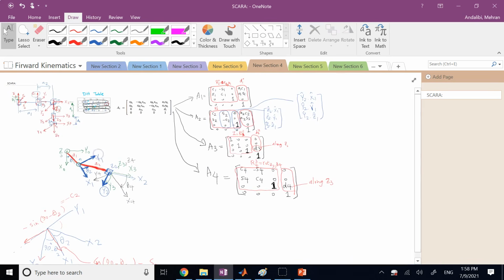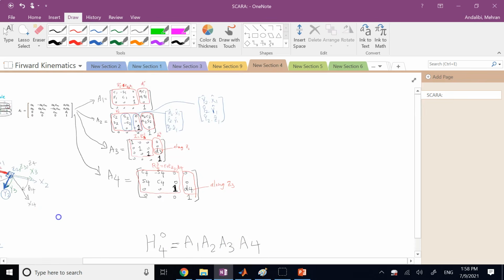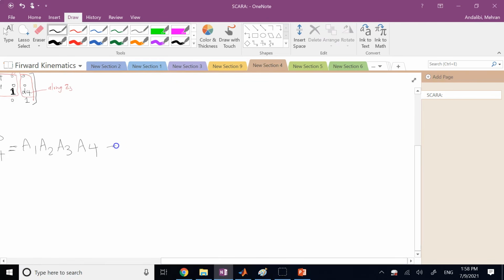So each one of these A matrices makes absolutely reasonable sense. And now I say H of 4 with respect to 0 is simply A1 times A2 times A3 times A4. So what I need is to multiply these 4 matrices in MATLAB using the symbolic toolbox.